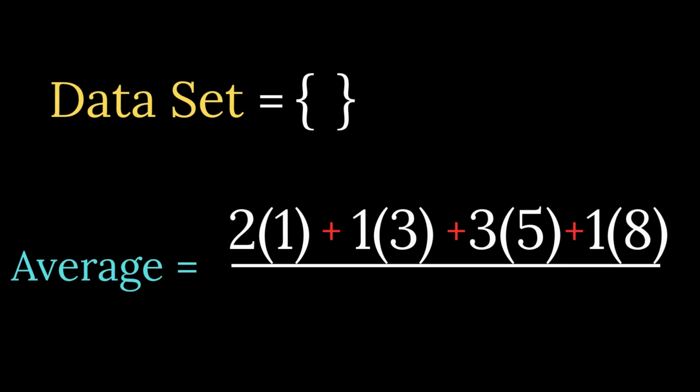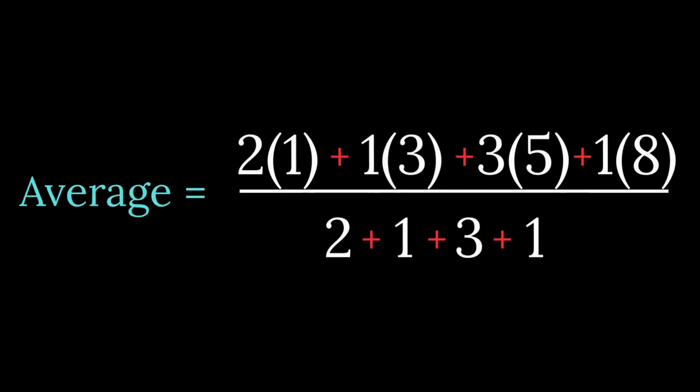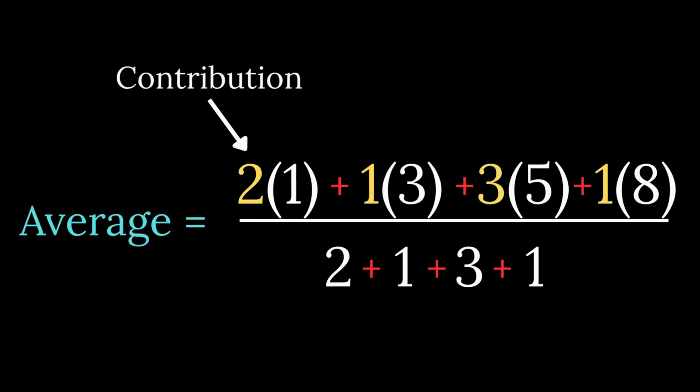Now let's divide by the total frequency. The frequency of the number 1 is 2, since it shows up twice. The frequency of 3 is 1, since it shows up once. 5 is 3, and 8 is 1. This result gives the same average, but we reframed it so that it's determined by how many times each number appears, or how much they contribute to the total. The amount a certain number contributes is called its weight.